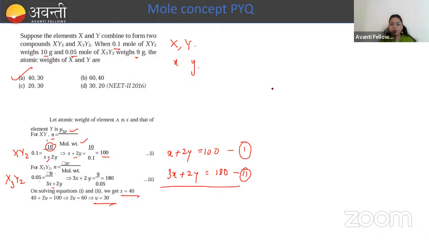Any doubt in this? Very simple problem. We just have to form the equations here. The number of moles was given as well as the weight, so you can easily find X and Y. Shall I move on?